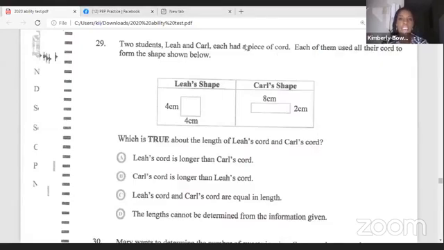Carl's shape has another 8 to the bottom of that rectangle and another 2 to the side of that rectangle. 8 plus 8, 16, plus 2, 20, plus 2. Sorry, I'm adding both 2s. So 16 plus 4 is 20. The 2 for one side and the other 2 for the other side.